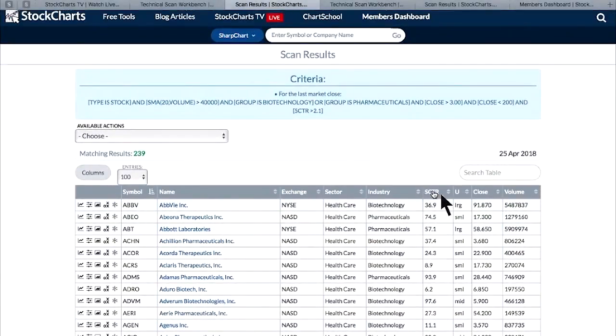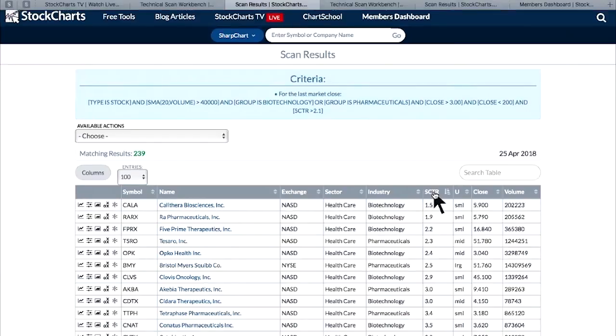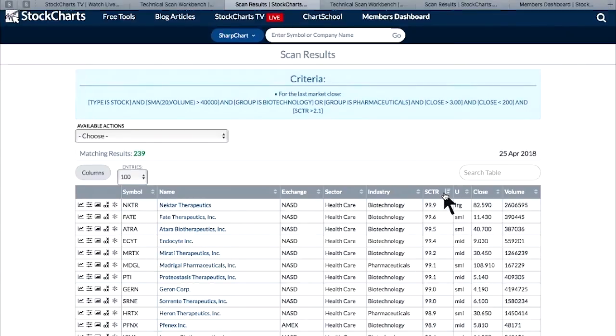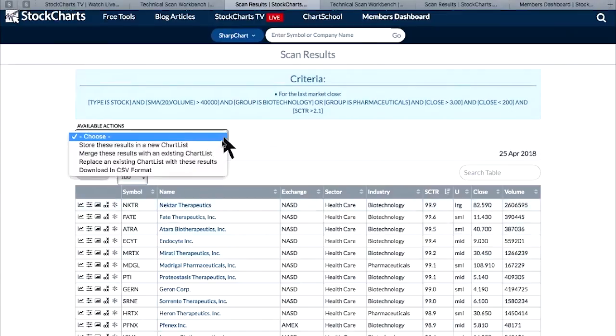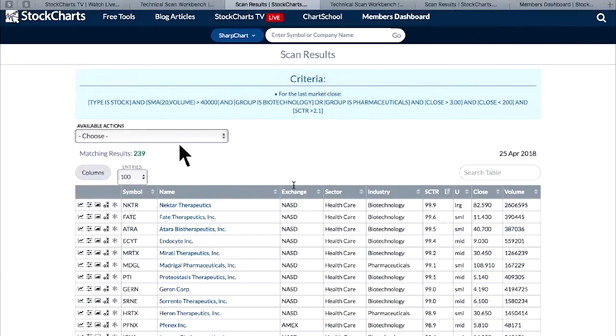Now, one of the things we can do is we can click on this SCTR column. And what that'll do is it will sort the strongest stocks first. And that doesn't necessarily mean that's the best stock to invest in, but currently it's the best stock that's already started to run. So let's store these results in a new chart list.